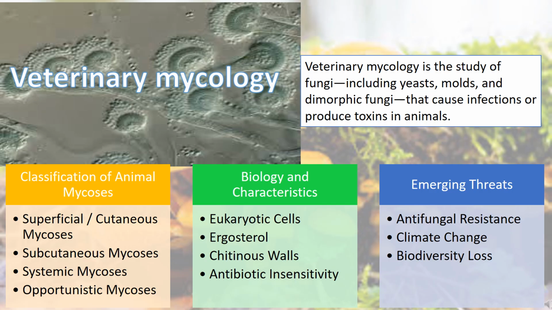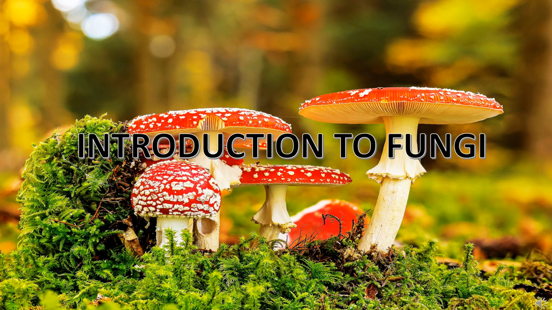Biodiversity loss. Fungal pathogens can cause massive die-offs in fragile wildlife populations, notably affecting amphibians and marine species. Fungi are a diverse group of eukaryotic organisms, including mushrooms, molds, and yeasts, that digest food externally and absorb nutrients directly. Unlike plants, they cannot make their own food. Genetically, they are actually more closely related to animals than to plants.